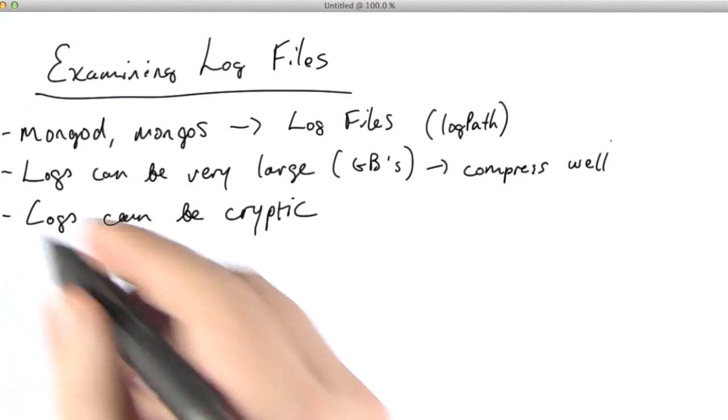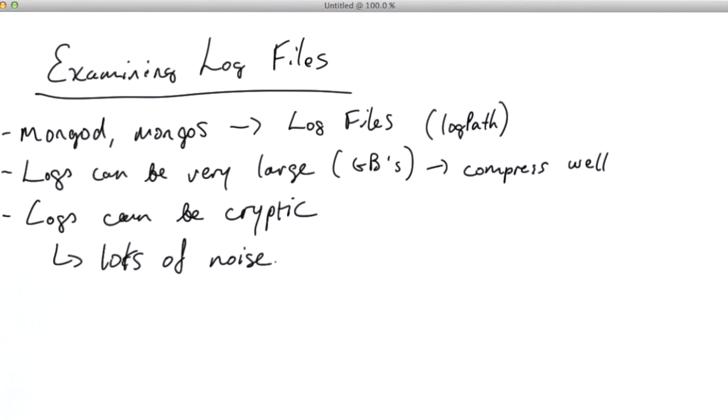So they can be cryptic. There will be lots of noise in the logs, right? So we're logging every time a connection comes in. We're logging every time something happens, usually, anything interesting at least. And that's the kind of thing you have to do to pick up on issues, to pick up on problems. You need a baseline of what a normal system looks like before you can really judge what a system in trouble looks like.